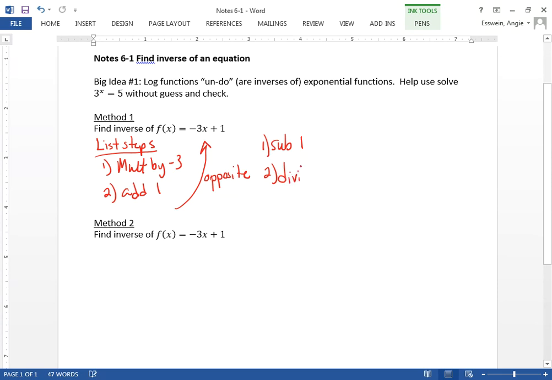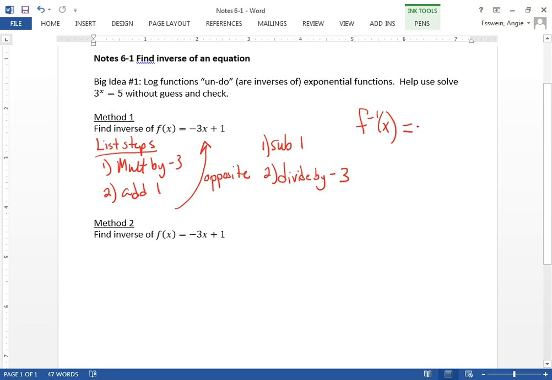Divide by negative 3. And just by looking at your steps, we can write the final answer. And you have to be sure to use inverse notation. So it'd be f inverse of x is how you say that. F inverse of x. And it's like a little negative 1 above the f. And that means do the opposite thing.